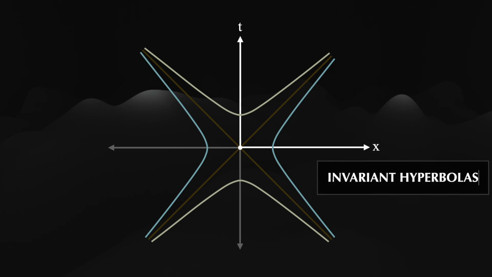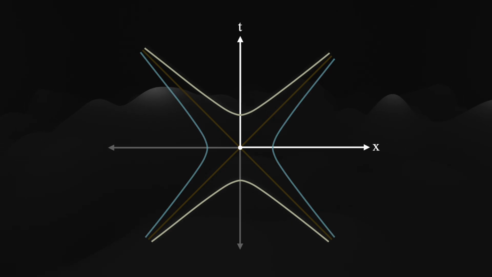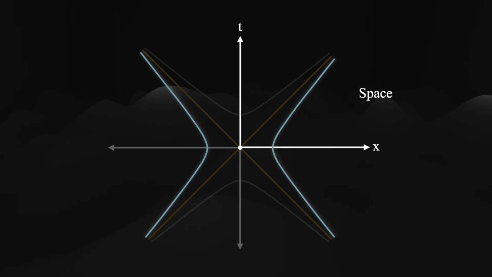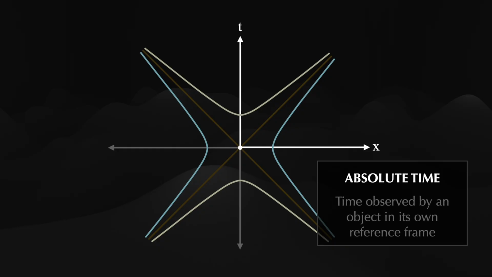Okay, so let's now plot the invariant hyperbolas, which show all events that are in the same spacetime unit. There are two types of invariant hyperbolas: ones that open along time, known as time-like, and ones that open along space, known as space-like hyperbolas. Every event sitting on one of these curves shares the same invariant spacetime interval, no matter what frame you're viewing it from. Each of these points is experiencing its own absolute time. Absolute time is the time experienced by an object being measured in its own reference frame.